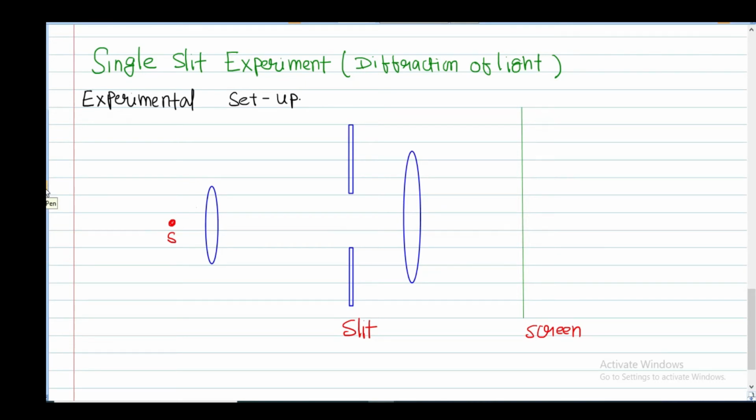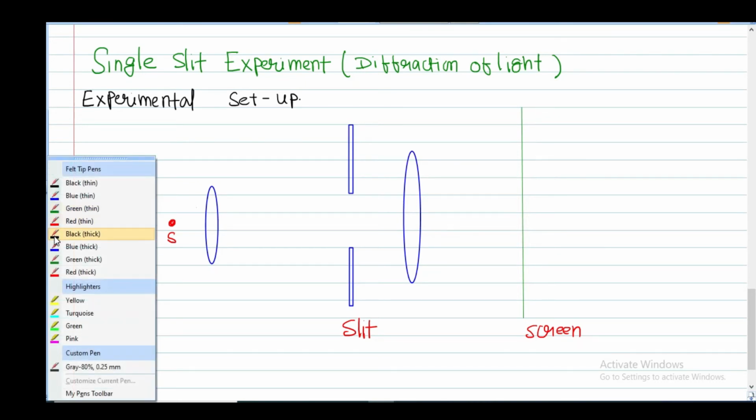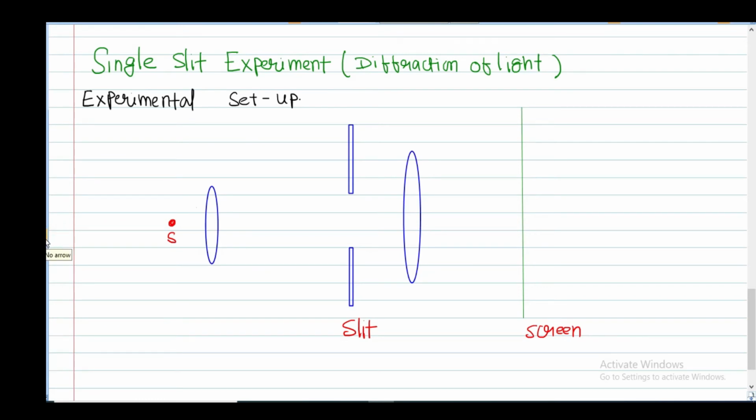If S is a point source of light, then light rays will diverge away from this source, and first it will pass through lens 1. This is your lens 1. We can choose the first lens and the second lens. This light ray is coming like this and passing through the lens. If the source is placed at the focus of this lens, then the rays passing through the lens coming from the focus will become parallel to each other.